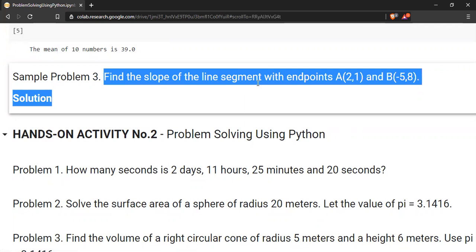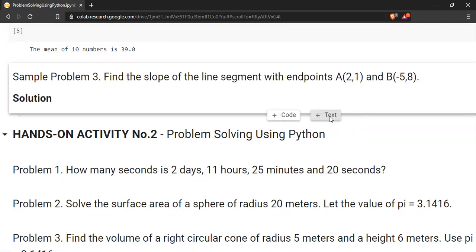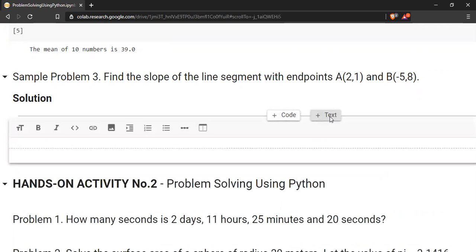So we are going to find the slope of the line segment with endpoints A (2, 1) and B (-5, 8). Now, this topic was in your pre-calculus in senior high school. I don't know if you have reviewed this in your calculus course. I have no idea. But when we say slope of two points, that is not new to everybody.